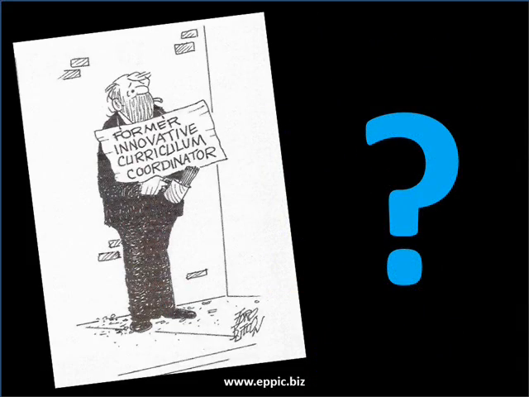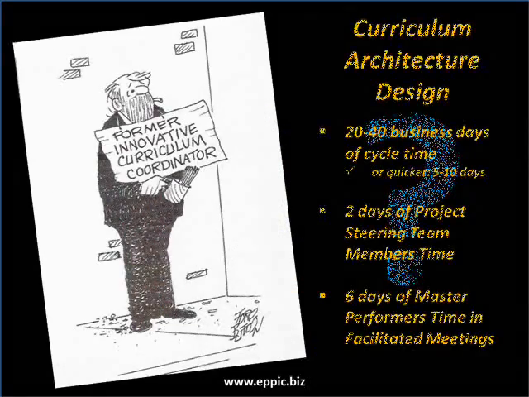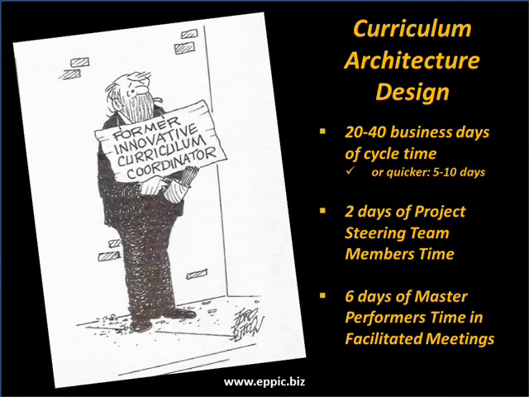Typical questions about curriculum architecture design is, how long does this take? Well, the typical project is 20 to 40 business days, but can be done much quicker. It can be done in as quick as 5 days, or probably more closely to 10 days.